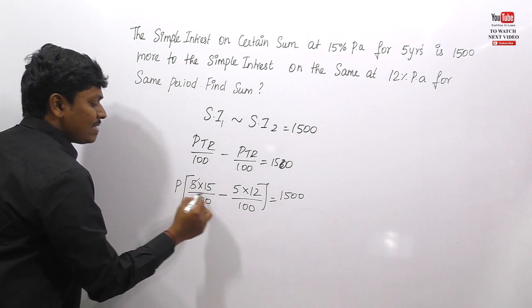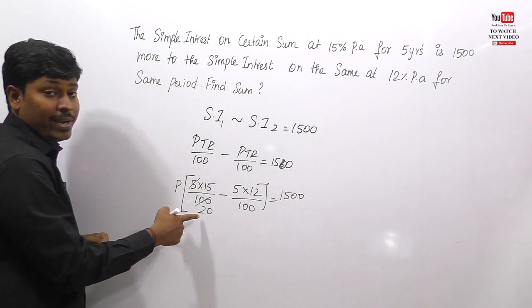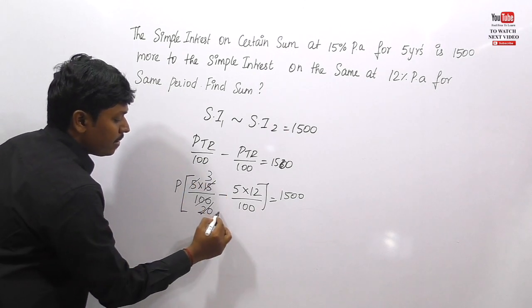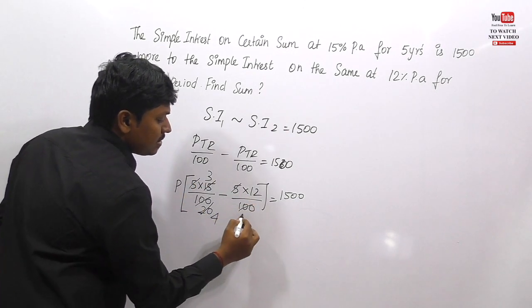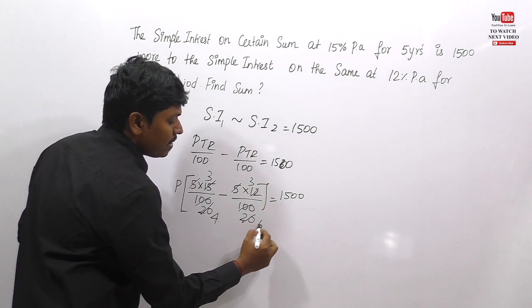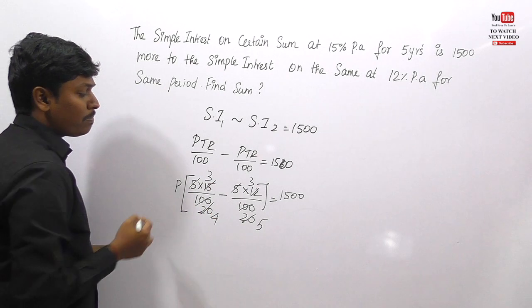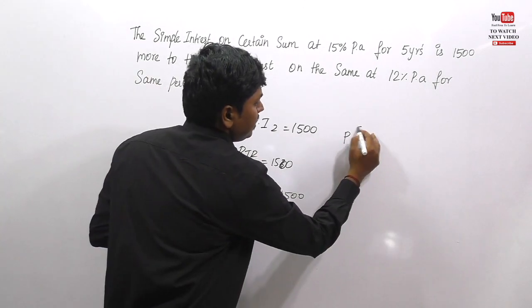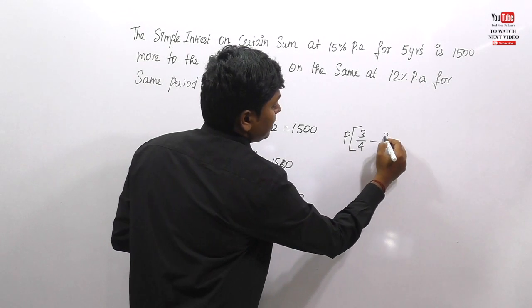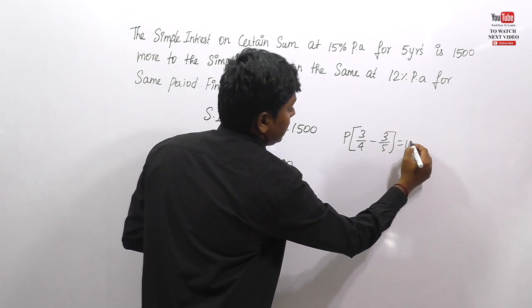So I think we can cancel this 20 times, right? 5 into 20 will be 100. Again, we can cancel this on 5 table, that is 3 divided by 4. Similarly, we can cancel this on 20 times, then we can cancel this on 4 table, that is 3 times, then it is by 5. So 3 by 5, 3 by 4. So P equal to, then here it is 3 by 4 minus 3 by 5, friends. 3 by 4 minus 3 divided by 5 is equals to 1500.